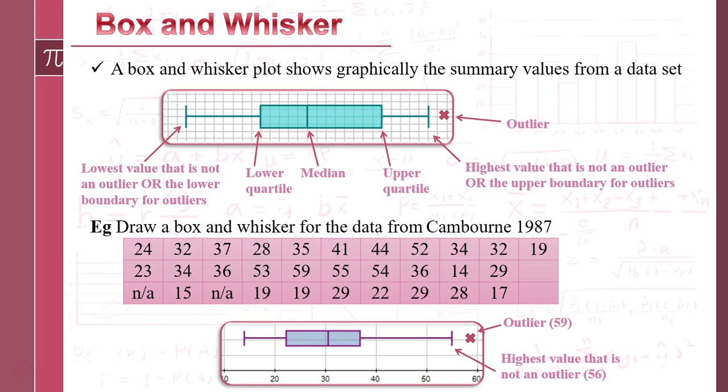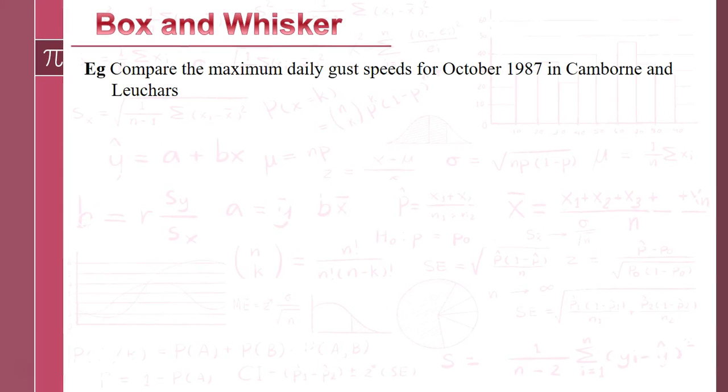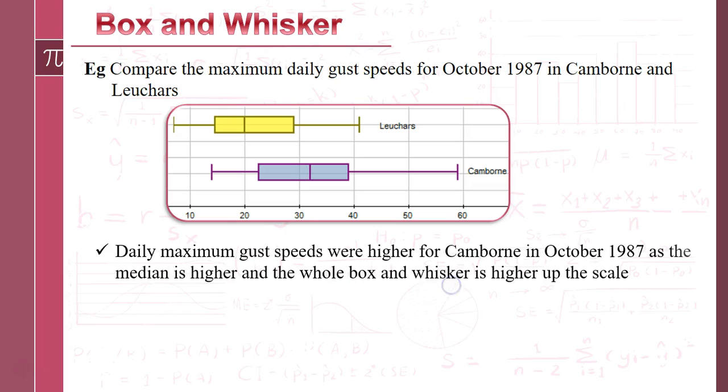What we have got to do though is be able to interpret them. So let's have a look at one where we're doing a comparison. So we've now got the daily gust speeds for Camborne and Leuchars. And if we're going to do a comparison of these things, we're going to have to comment on which one's got the highest maximum gust speed, and we've also got to make a comment about the variation. So here we go, which has got the highest maximum gust speed.